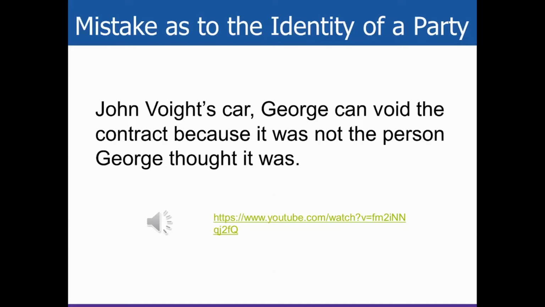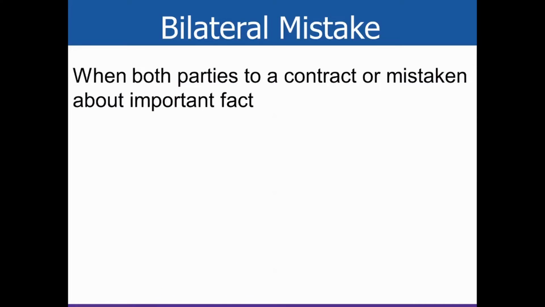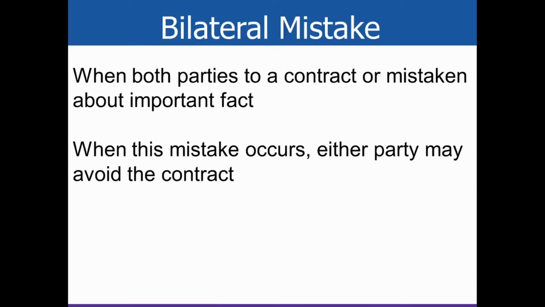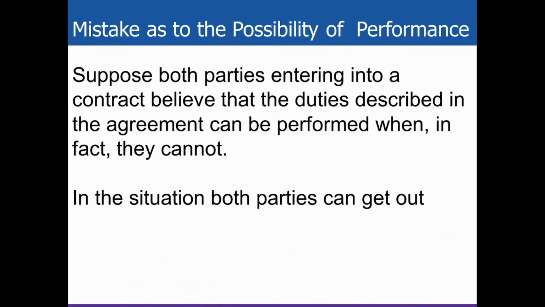All right, so George bought the car thinking it was owned by John Voight, so he should be able to get out of the contract. Okay, bilateral mistake. Both parties to a contract have mistaken an important fact. When this mistake occurs, either party may void the contract. Suppose both parties entering into a contract believe that the duties described in the agreement can be performed, when in fact they cannot. In this situation, both parties can get out.